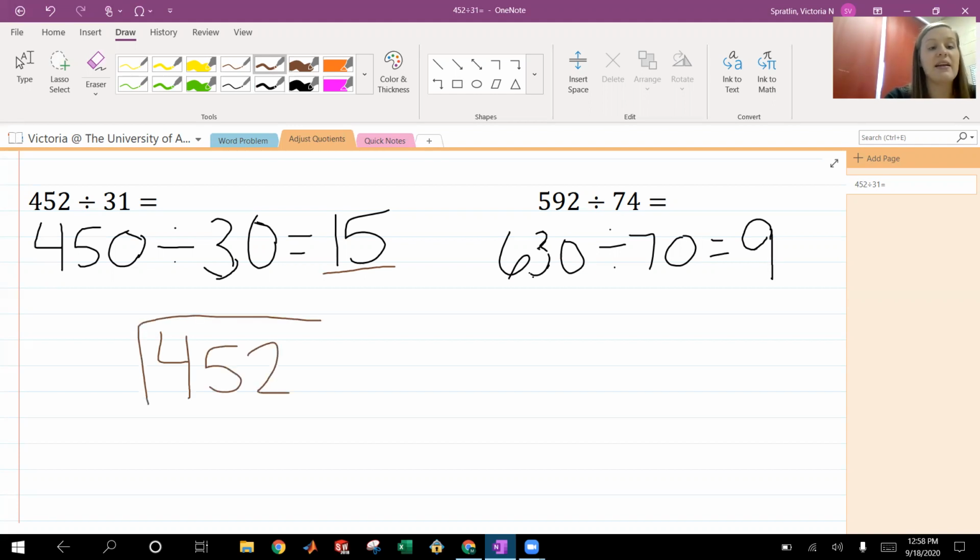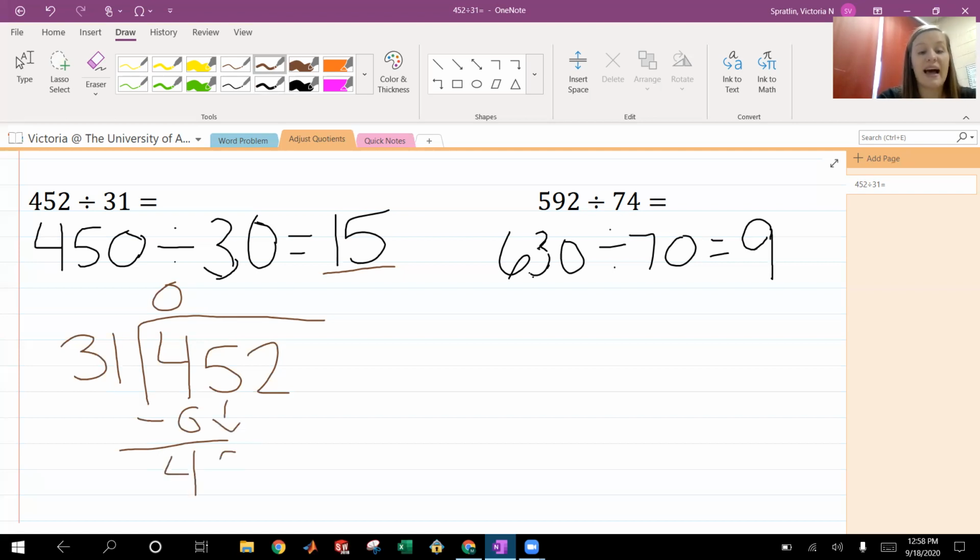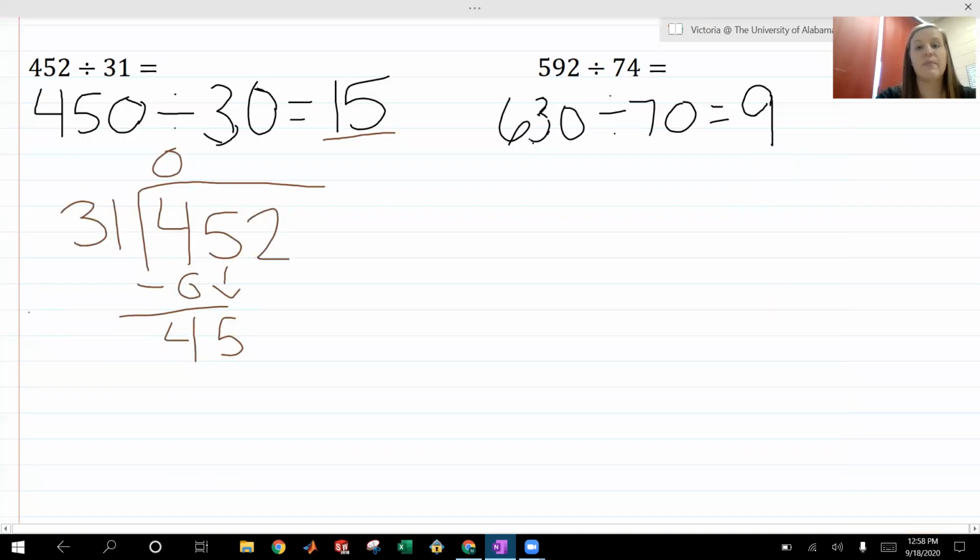452 divided by 31, we start off with division and we say, how many times does 31 go into 4, or what is 4 divided by 31? Well, if I have 4, I can't make a group of 31, so that's 0, and 4 minus 0 is 4. I'm going to bring down that 5. I'm actually going to zoom out a little bit for us. There we go. Okay, so how many times does 31 go into 45?